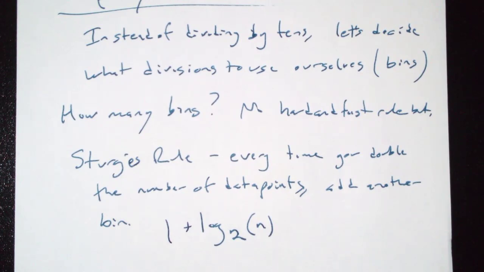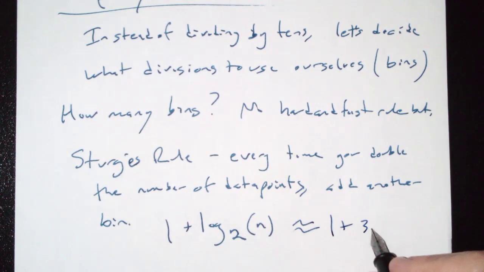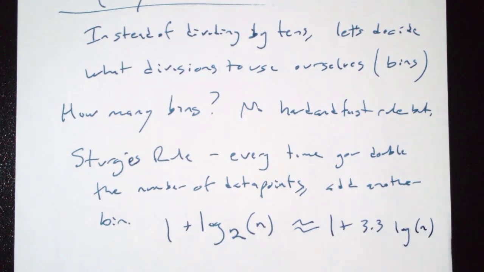My calculator is going to kill me if I try and do this. So let's not do it that way. Let's use the logarithm that's already on my calculator. This is roughly equal to 1 plus 3.3 log of n. And if you look at your calculator, there's a LOG button that stands for the logarithm in base 10, common logarithms. So this is a rough idea.